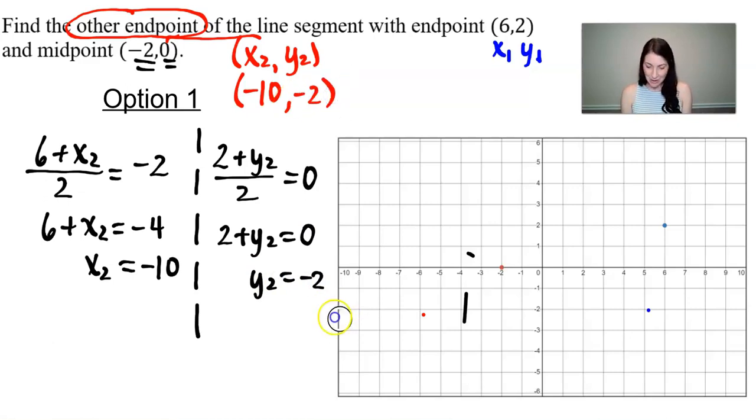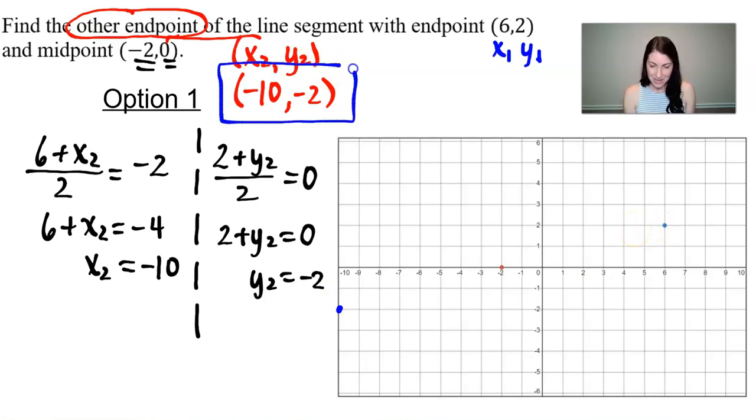Let's take a look at this over here on the graph to see what it would look like graphically. So -10, -2 would be right here. And let's take a look. Does that look like -2, 0 is the midpoint between the point -10, -2, and 6, 2? And sure enough, it does. So this is going to be my answer right here.